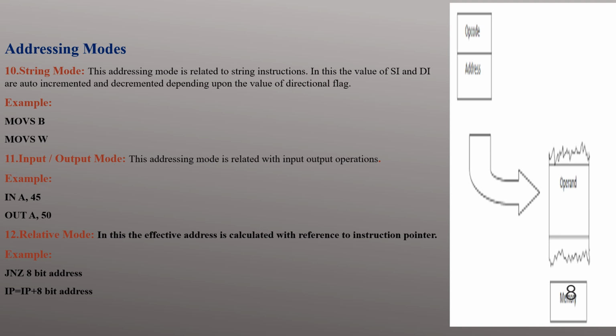The last one is the relative mode. In this mode, the effective address is calculated relative to the instruction pointer IP. It is useful for branching and control flow instructions. Example, JNZ 8, which jumps to the address calculated by adding 8 to the current instruction.